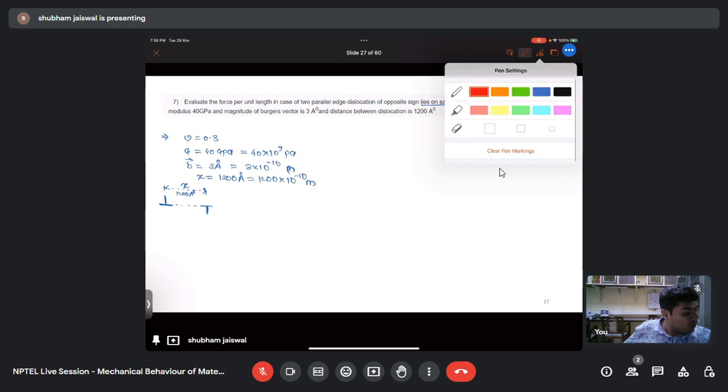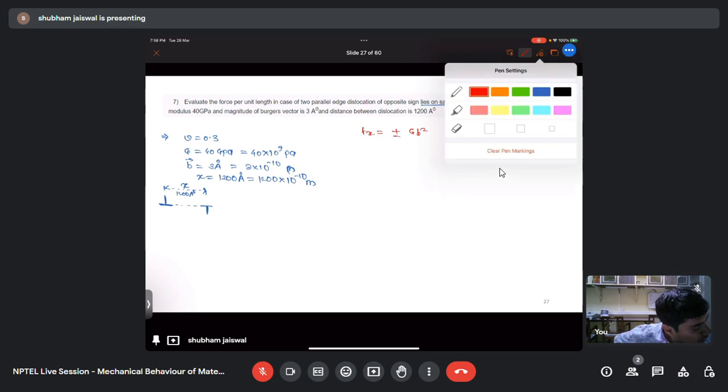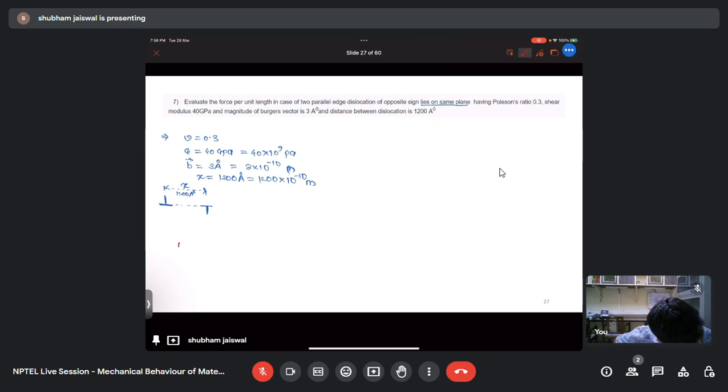So here in this case, in case of edge dislocation, we know the Fx equal to plus minus Gb square, okay, sorry, I will write it here so you will not get confused. So force on dislocation is plus minus Gb square upon 2 pi 1 minus nu into x upon x square minus y square divided by x square plus y square whole square. So here they have two parallel edge dislocations of opposite sign. So this will give us the negative. And the second thing, they have given that they lie on the same plane, meaning y equal to 0.